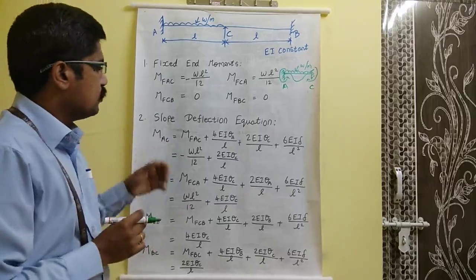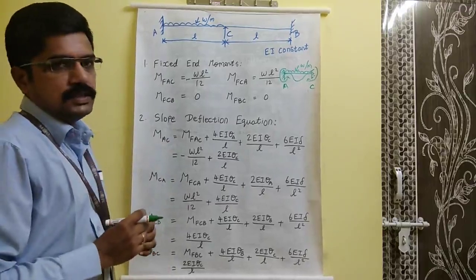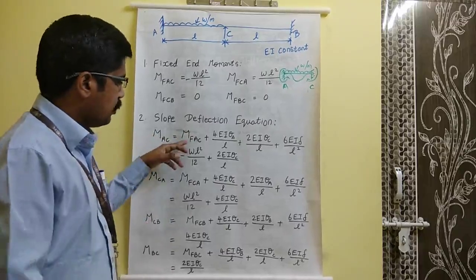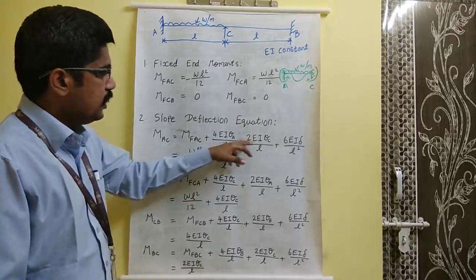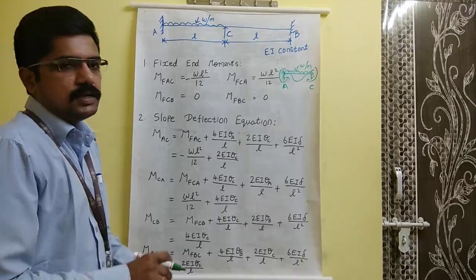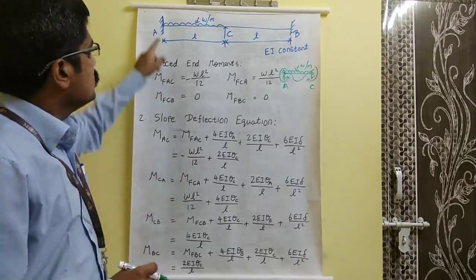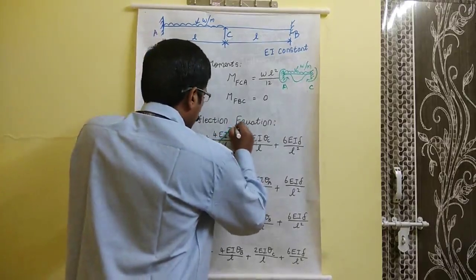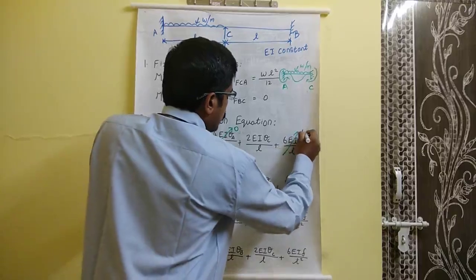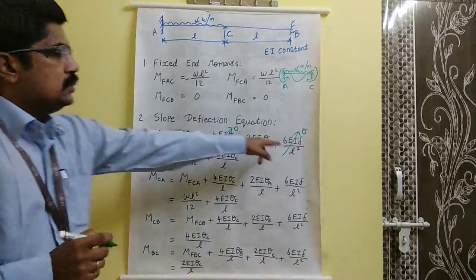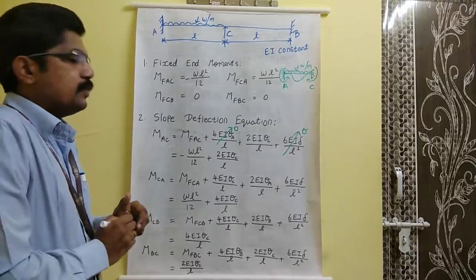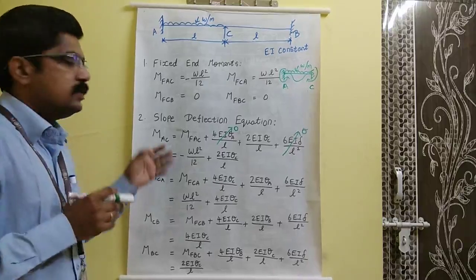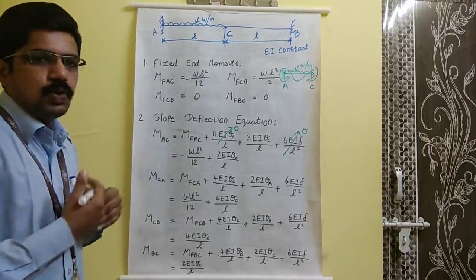The second step in the slope deflection method is to write the slope deflection equation. We know the formula: MAC equals M of AC plus 4EI theta A by L plus 2EI theta C by L plus 6EI delta by L square. Since A is a fixed support, the theta A term will become 0. And since there is no sinking in the beam, the delta term will also be 0. Remember, in fixed end moment we consider the supports as fixed in all conditions, but in the slope deflection equation we need to consider the actual supports.